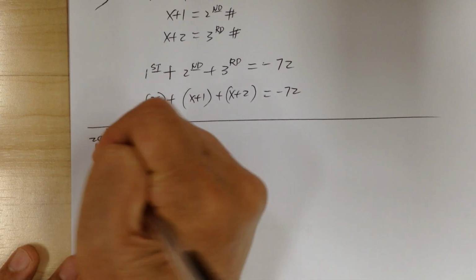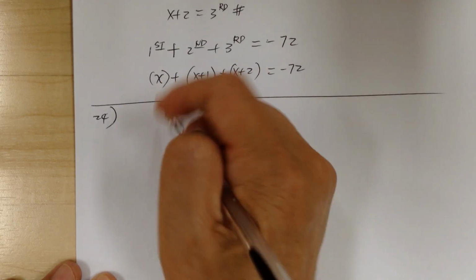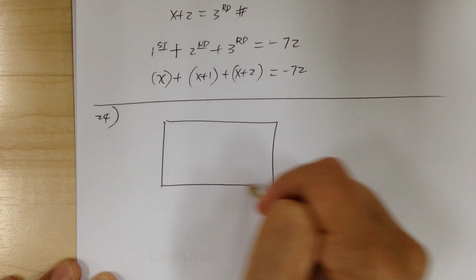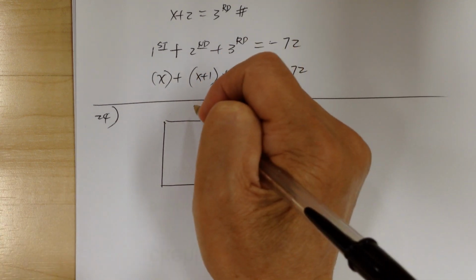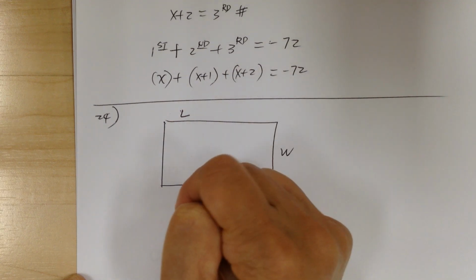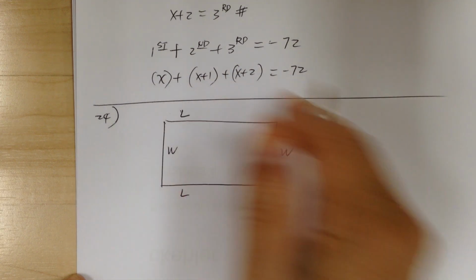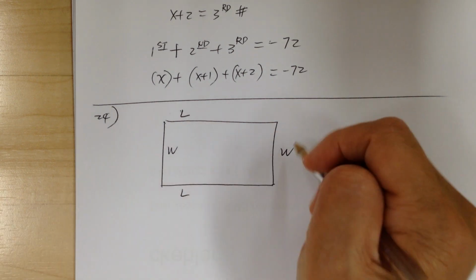Okay, number 24. The width of the rectangle. So right away, it's a rectangle. So draw a rectangle. As soon as you see the word rectangle, draw a rectangle and don't even think. Just do this automatically. So you draw the rectangle and label length, width. Label all 4 sides. Then you go back and read. It says the width of the rectangle, so that's this over here.